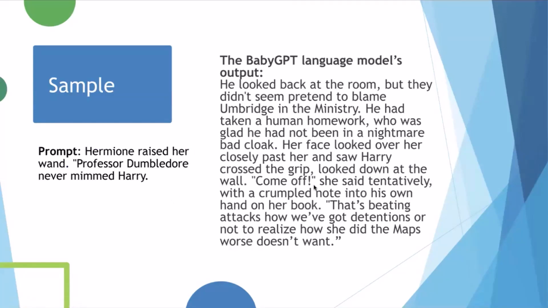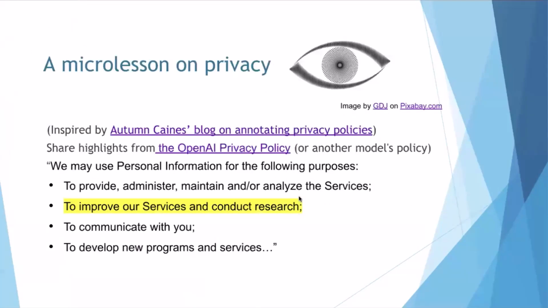So here, just as a sample, if you give it a prompt about Hermione and Professor Dumbledore and Harry, it spits out sentences that reference things from Harry Potter, but there's not a clear sequence of actions or plot. It just sounds like the flavor of the text. "He looked back at the room, but they didn't seem pretend to blame Umbridge in the ministry." Doesn't make sense, but those elements do fit Harry Potter. So this gives students a brief picture of that collision: the style is plausible, but the meaning is absent.